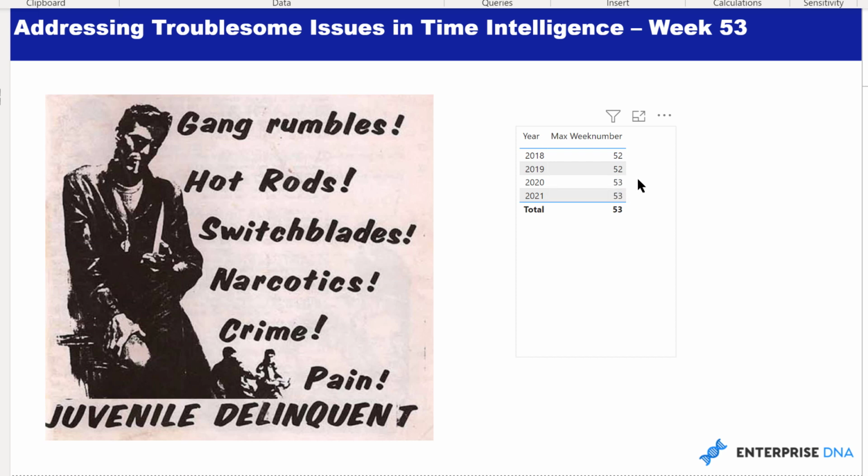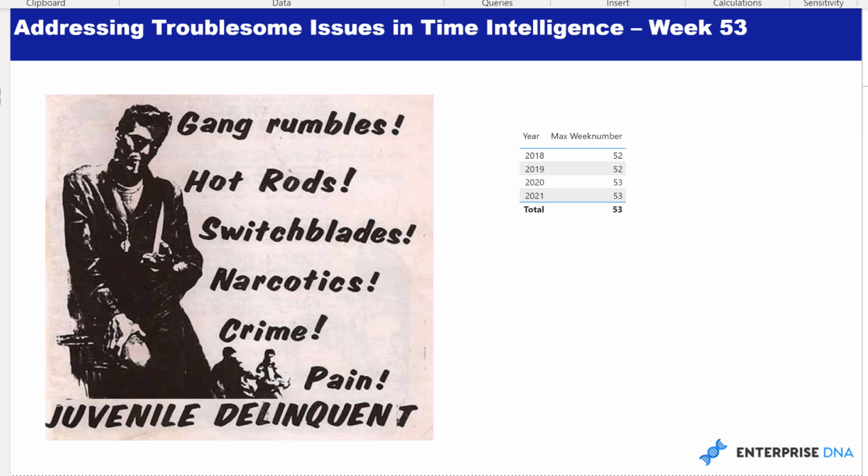And even more than that, in some cases where you've got 53 weeks, like in 2020, the 53rd week is at the end of the year, whereas in 2021, that 53rd week is at the beginning. So if weeks are the juvenile delinquent, week 53 is the hardened criminal of that group. That's the one that's going to cause by far the most problems.